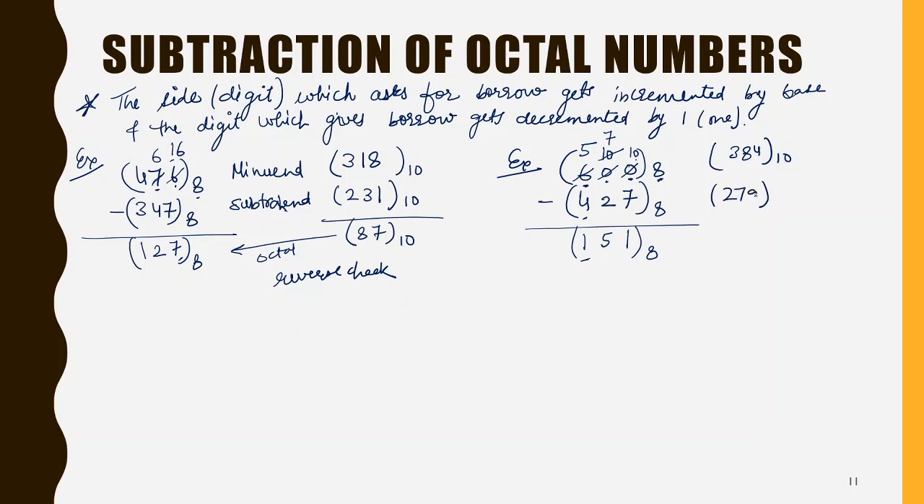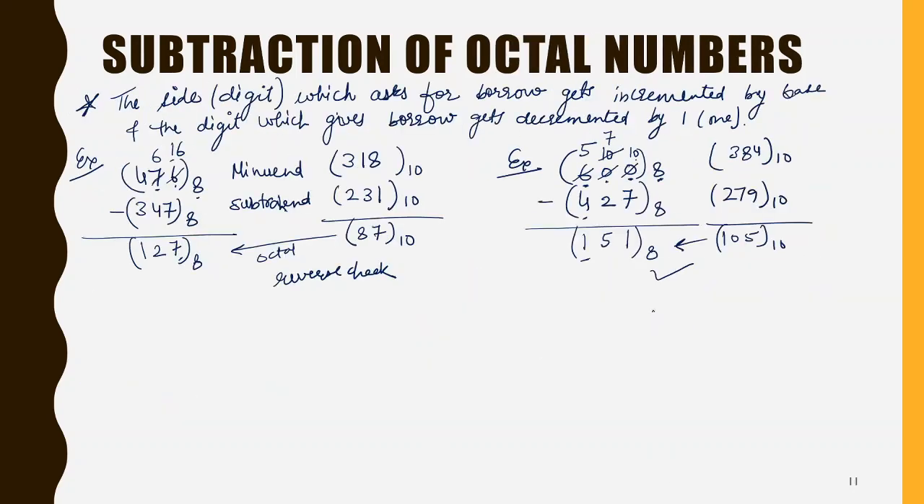This will give me 279 in decimal, right? And if I subtract them, this gives me 105 in decimal. And if I convert this 105 to octal, it gives me 151 in octal. So this is how we can verify or recheck whether our result of subtraction is correct or not.